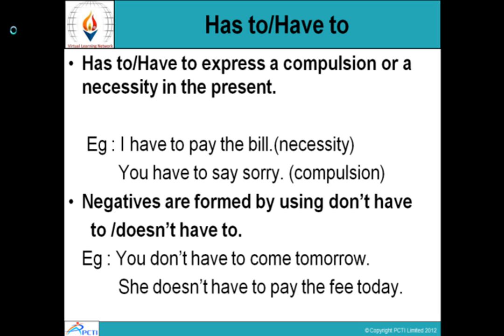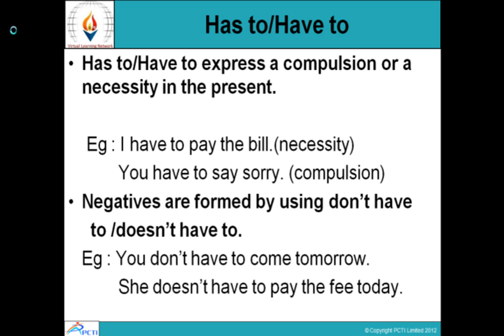Here, I have to cook food. I don't have to cook food. If you say I have not to cook food, it is wrong. It is incorrect. You have to use the helping verb do or does. Do with I, you, we and all plural nouns, and does with he, she, it and all singular nouns and pronouns. It is a little tricky to change into negative. You require a lot of practice. But negatives will be formed by using don't have to, doesn't have to.